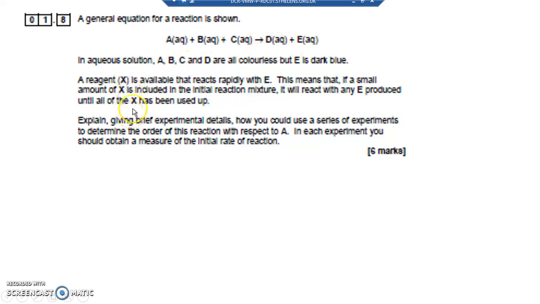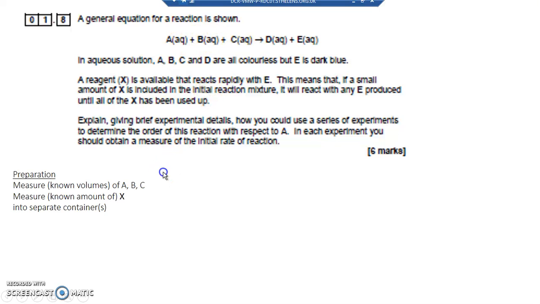So first of all, we're going to have to measure out a set volume of A, a set volume of B and a set volume of C in separate containers. We'll measure out a volume of X into a separate container as well. So I've got a certain amount of A, B, C and X in separate beakers, let's say. It doesn't matter how much you have.